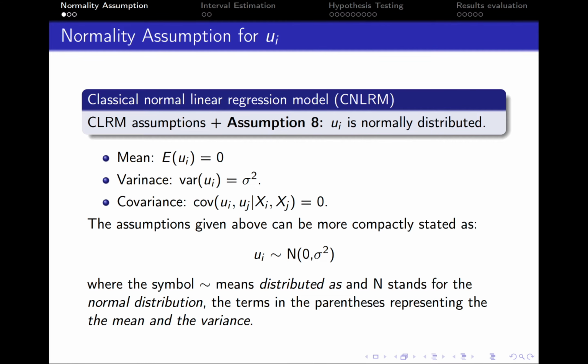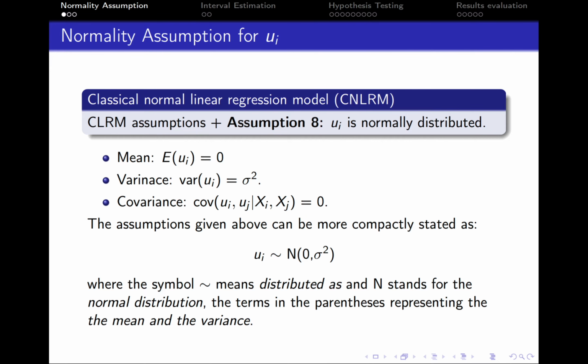So let's start with normality assumption for the error term. During the previous class I discussed something like classical linear regression model assumptions. There have been 7 of them. And today I would like to add the 8th assumption, that the error term, or the disturbance term, is normally distributed. And let's see what is meant by normal distribution of the error term.